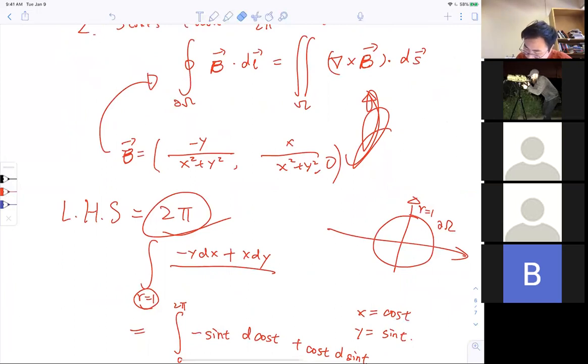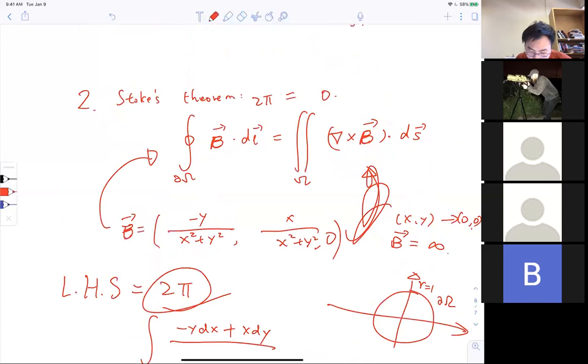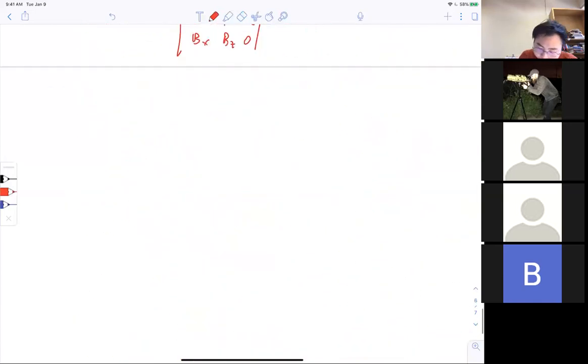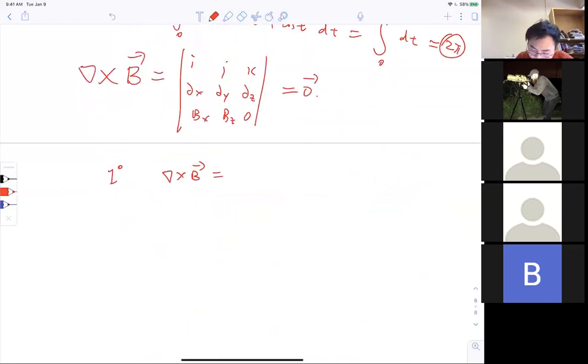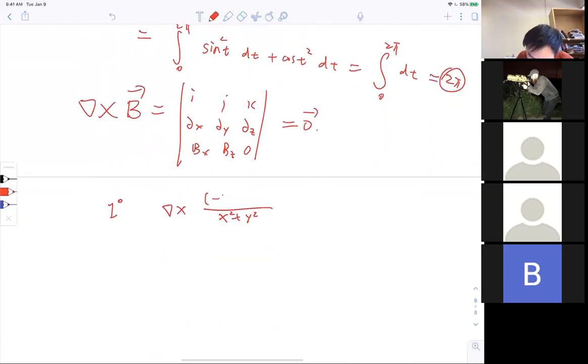You can say that when x, y goes to 0, the B becomes divergent, right? So there are two ways to fix it. One way is, like what we did for the divergence theorem, we say that this is minus y equal to 2 pi delta of x, delta of y.